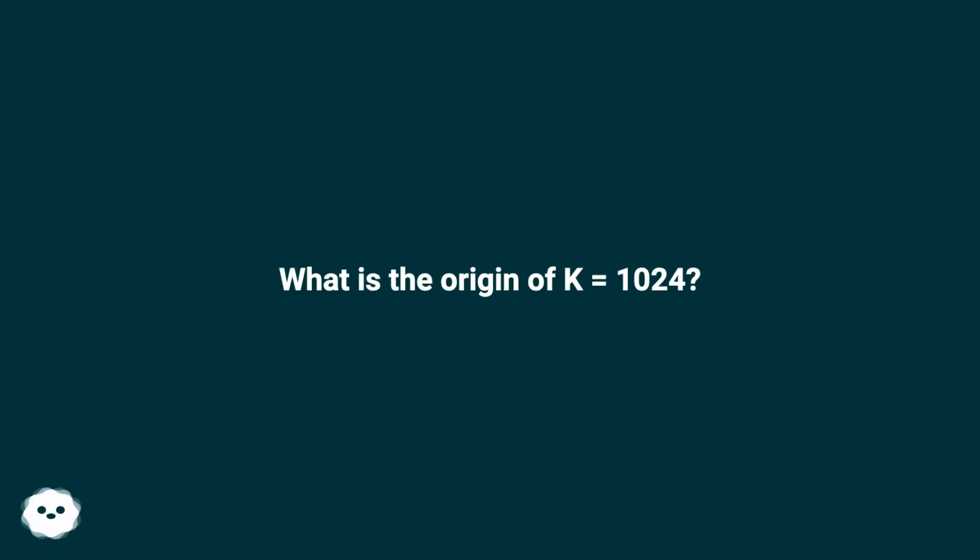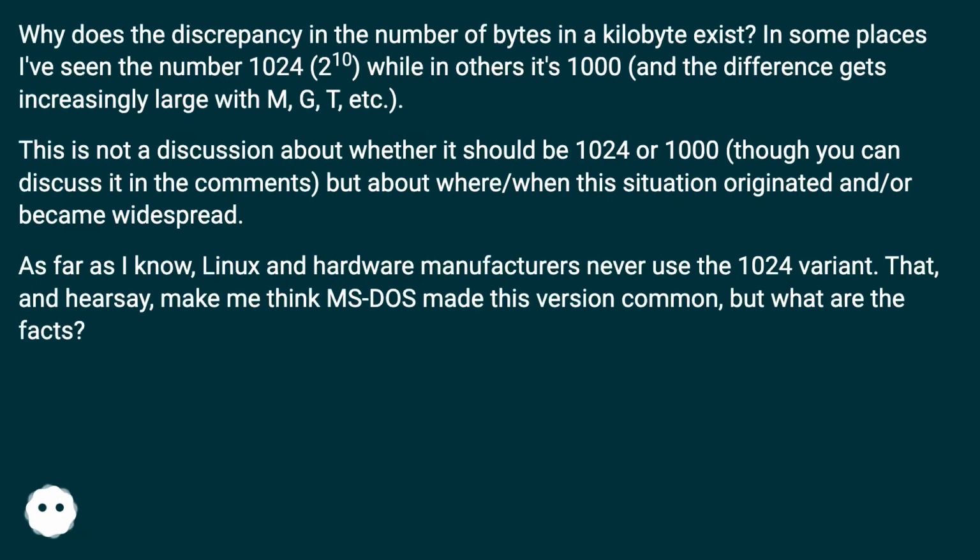What is the origin of k equals 1024? Why does the discrepancy in the number of bytes in a kilobyte exist? In some places I've seen the number 1024, 2^10, while in others it's 1000, and the difference gets increasingly large with M, G, T, etc.